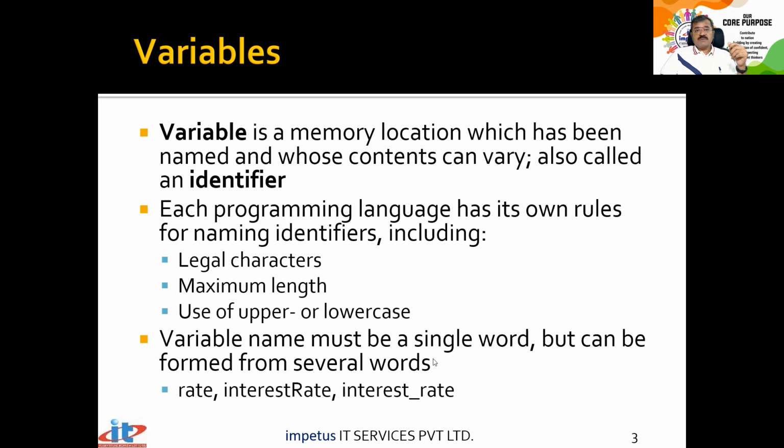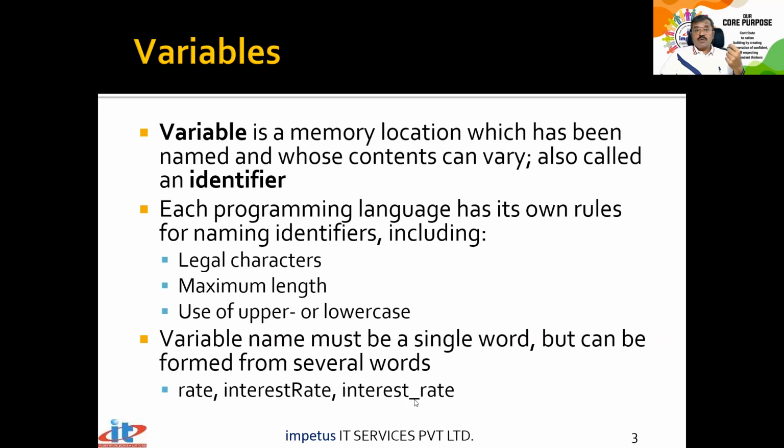A variable name must be a single word, but can be formed by several other words. Like I can create a variable name saying rate, R-A-T-E, all alphabets. I can say interestRate. This is called camel casing, lower camel case. Note the I is small and R is capital. That means you have joined more than one word, and to make them readable, every new word's first letter is made capital. So in interestRate, there is no space in between.